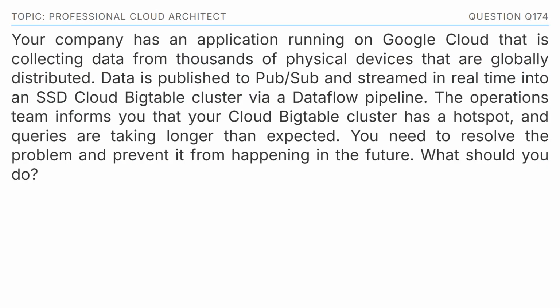Your company has an application running on Google Cloud that is collecting data from thousands of physical devices that are globally distributed. Data is published to Pub/Sub and streamed in real time into an SSD Cloud Bigtable cluster via a Dataflow pipeline. The operations team informs you that your Cloud Bigtable cluster has a hotspot, and queries are taking longer than expected. You need to resolve the problem and prevent it from happening in the future. What should you do?